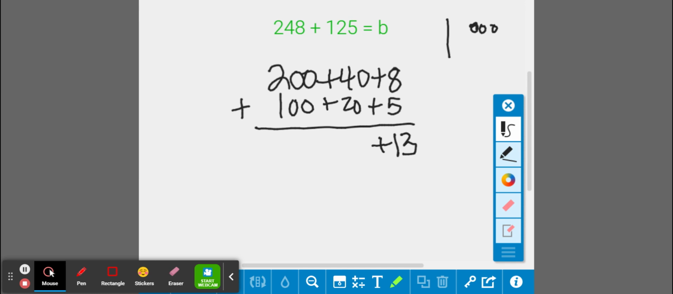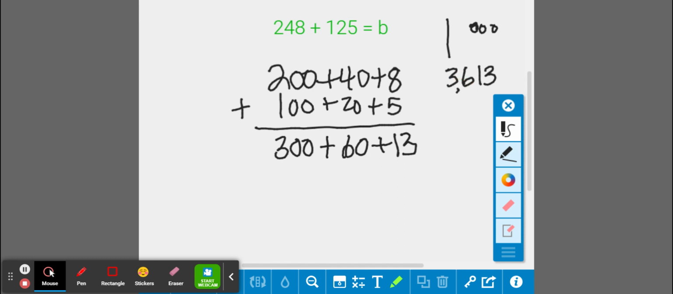Okay, now what we're going to do next is add the 40 and the 20. 40 and 20 makes 60. And then we're going to add the 200 and the 100, and that makes 300. So now we have 300 plus 60 plus 13. We don't want students to get into the idea of just listing this out. A misconception here would be that they would put a 3 for the 300, a 6 for the tens, and then the 13 ones, and that would end up being 3,613.